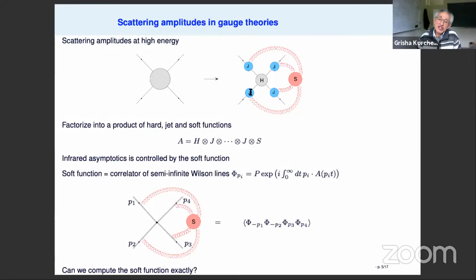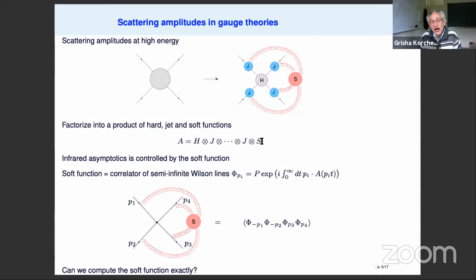This block with J stands for the jet functions, which describe the possibility for incoming particles to split into a collection of particles with a light momentum before the end of the collision. And finally, there is this red blob, the soft function, which takes into account the possibility for those particles to exchange soft gluons before they actually enter the collision. So this diagram reflects the way we understand amplitudes these days, namely those amplitudes can be factorized in a certain way into the product of hard, jet, and soft functions. And if we want to understand infrared divergences of amplitudes, it is the soft function which interests us most.